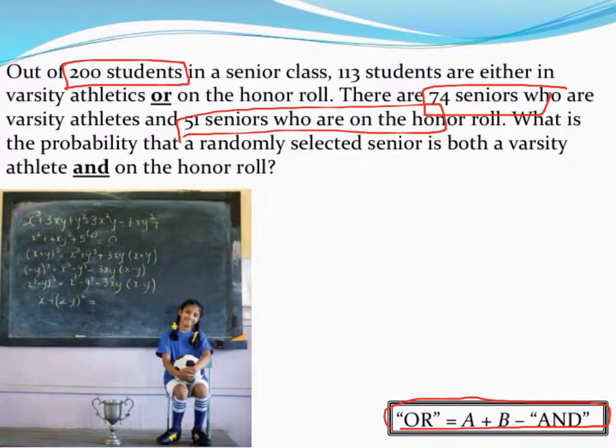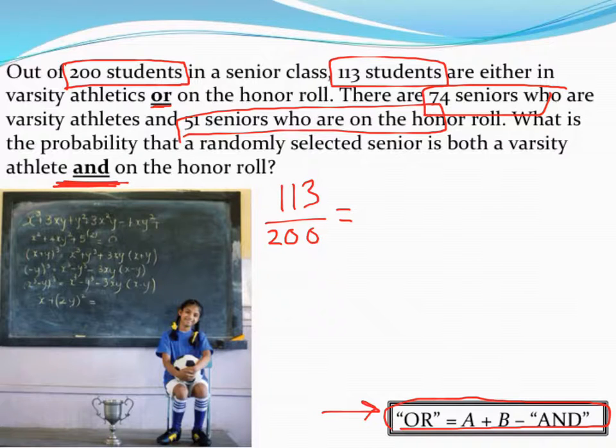So let's go ahead and see if we can use this model down here to set up an equation to figure out what's the probability of finding a student that's on both a varsity sport and on honor roll. So let's see what we've got here. Oops, I missed one number. There's 113 students on one or the other. So let's set this up as our OR. There's 113 students out of 200 that are on one or the other.